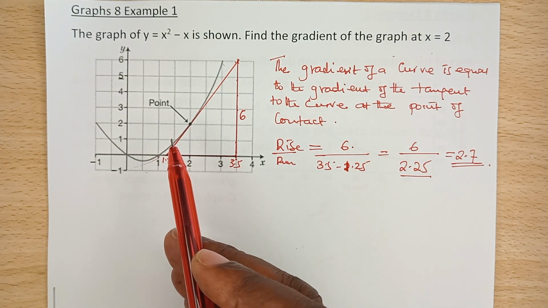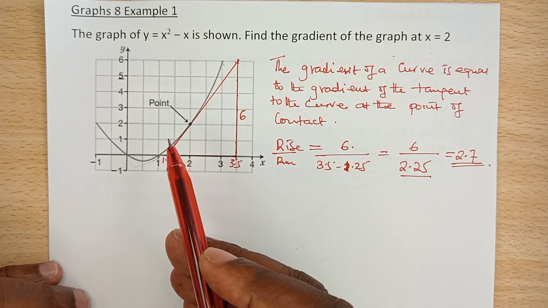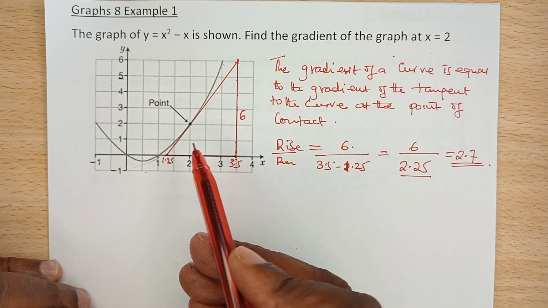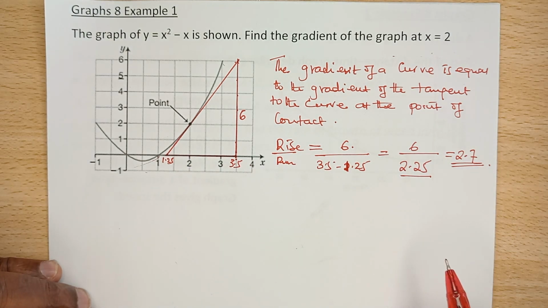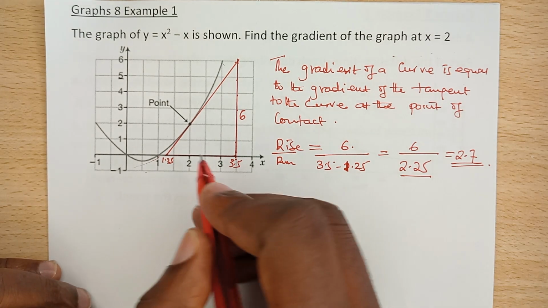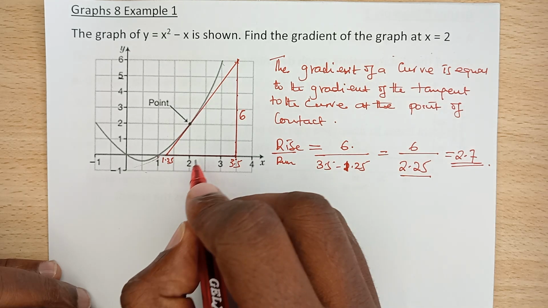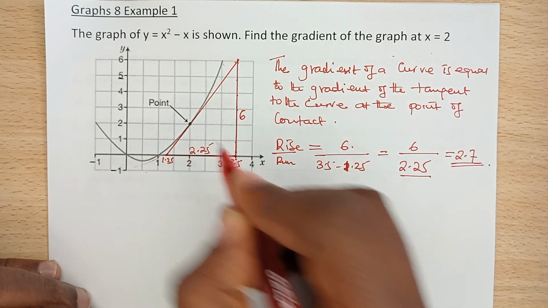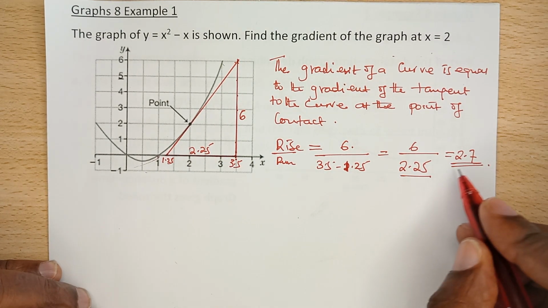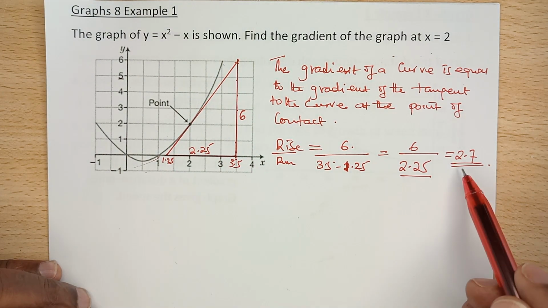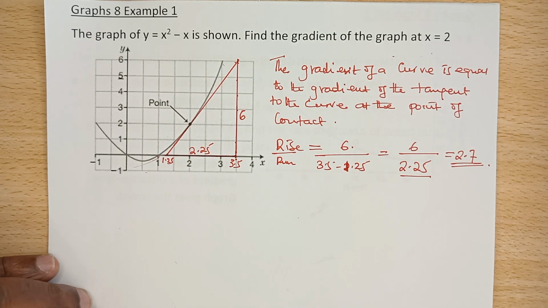Please note that you can get a different answer depending on how you construct your tangent, but basically that is the technique, because the rise over run, this is 2.25, and that is just like it. So the gradient of the curve at x equals 2 is 2.7 or thereabout.